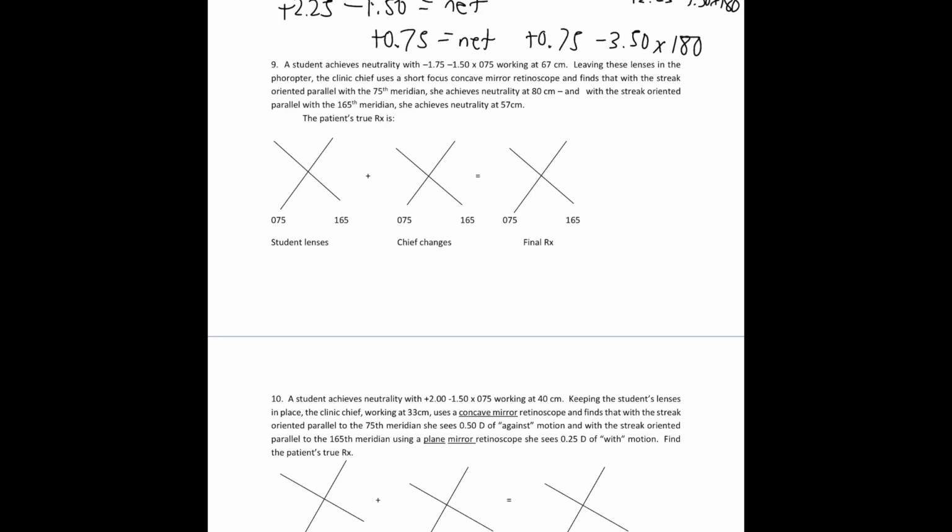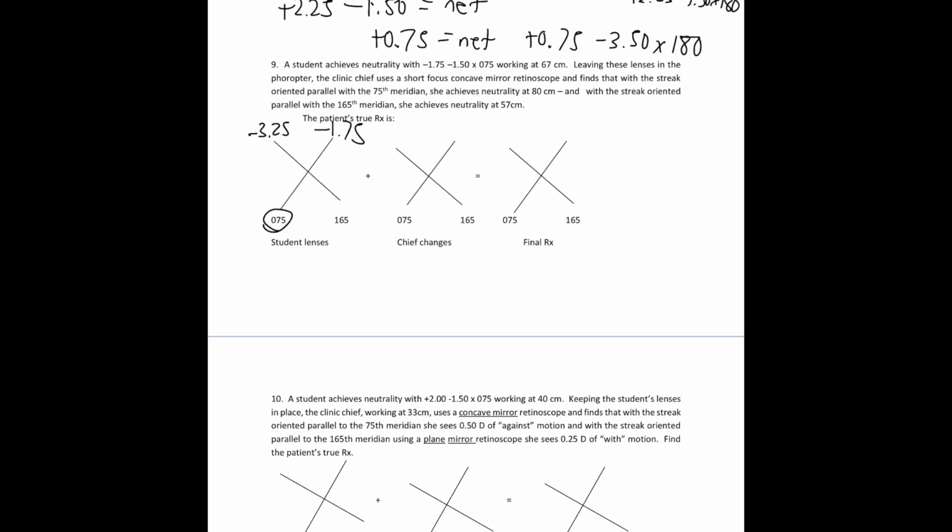In this case, let's start off by putting this on the optical cross. Minus 1.75, minus 1.50, axis 75. So this is axis 75, and that's where the minus 1.75 goes. The minus 1.50 is the cylinder. So the difference gives minus 3.25 at the other axis. So that's what the student found.